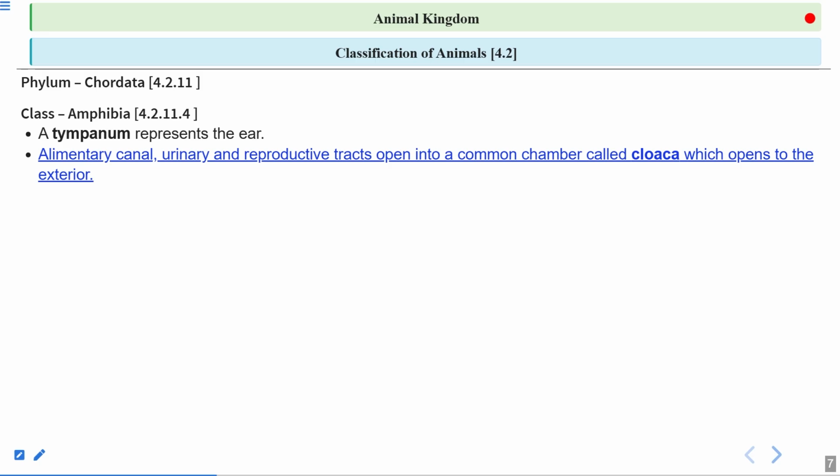Whatever undigested food material is there, it is withdrawn from this cloacal aperture. Urinary waste, nitrogenous waste, is withdrawn from the cloacal aperture. Reproductive tract means the gametes, like the male gametes or the female gametes, also come out of their body from this cloacal aperture only, right?